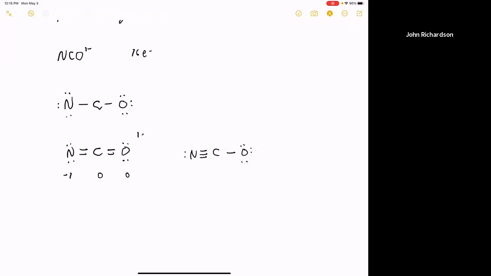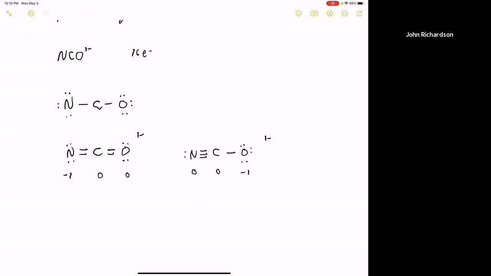It still gets an octet to everybody that needs one. And we'll put our 1- above this just to verify that this is indeed an ion and not an atom or something with a neutral charge. So now take a look at your nitrogen. Looks like I've got a formal charge of 0 on the nitrogen, a formal charge of 0 on the carbon, and a formal charge of -1 on the oxygen. So at first glance, it kind of looks like we're splitting hairs here. And in a sense, we are.